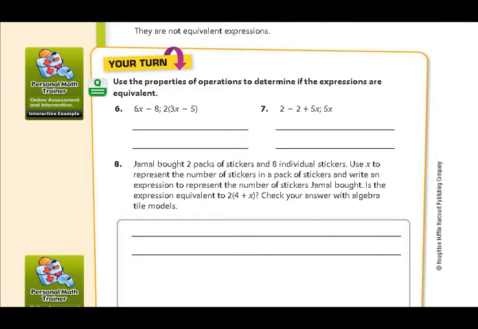Okay, so let's go ahead and discuss these and find out if they're equivalent. So if I have 6x minus 8, and then here I have 2 times 3x minus 5. What's 2 times 3x? 6x. And 2 times minus 5 is minus 10. Are those equivalent? No.